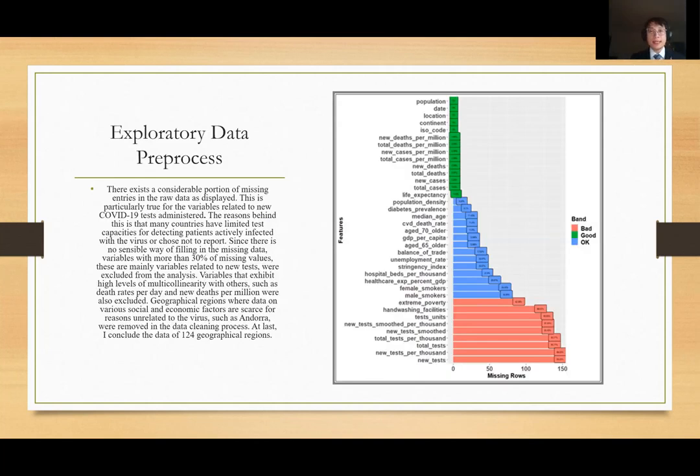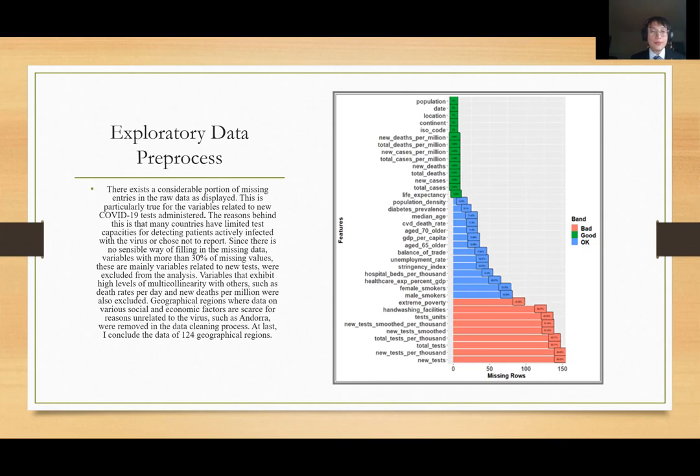First, we begin with cleaning and transforming data. So we can say this table explains there exists a considerable portion of missing entries in raw data. That is particularly true for the variables related to new coronavirus test. The reason behind this may be many countries have limited test abilities for detecting patients actively infected with the virus or choose not to report.